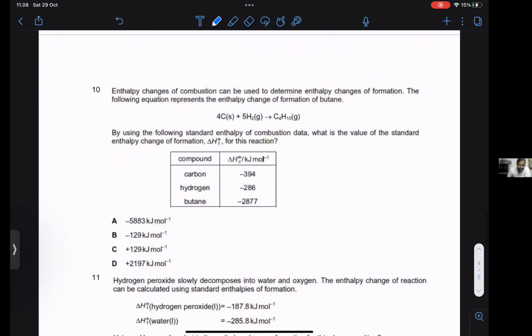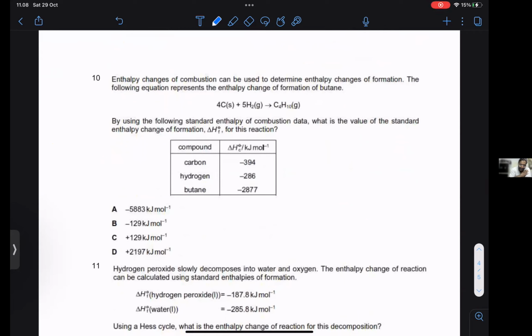Let's move on to question number 10. Enthalpy changes of combustion can be used to determine the enthalpy changes of formation. The following equation represents the enthalpy change of formation of butane. So this is the formation of butane. Don't just stick to Mr. Gopi's method, not like that. By using the following enthalpy changes of combustion, you see, many combustion to find formation. What is the value of this?